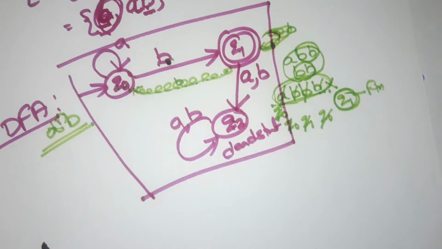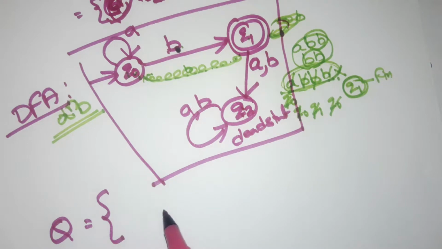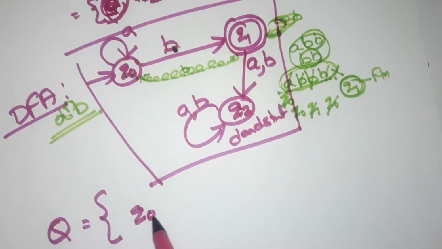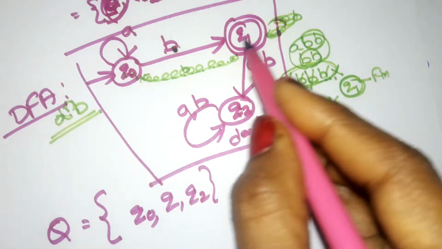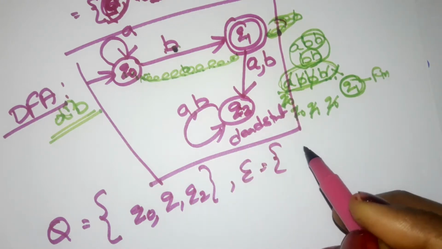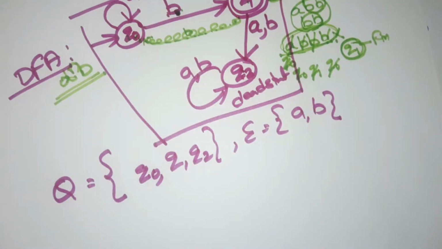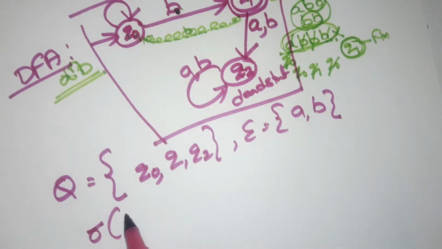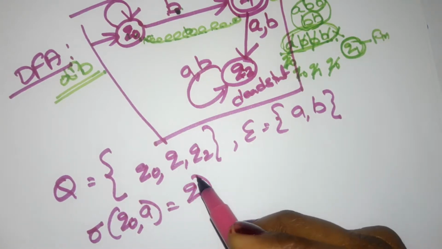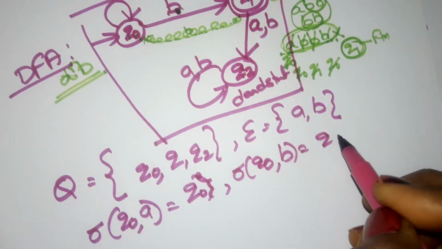After designing the DFA, for every DFA you need to mention the 5-tuple notation. First is Q, the set of states: q0, q1, q2. Next is sigma, the input symbols you are considering: a, b. Next you need to write the transition function. Delta of q0 on a goes to q0. Delta of q0 on b goes to q1.